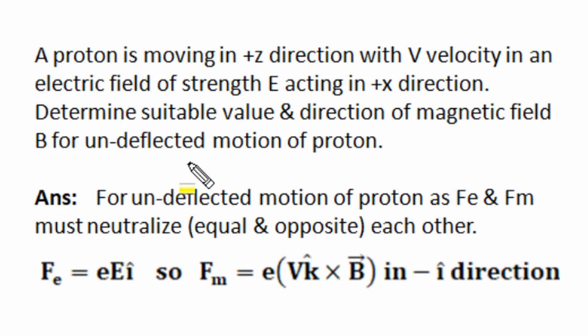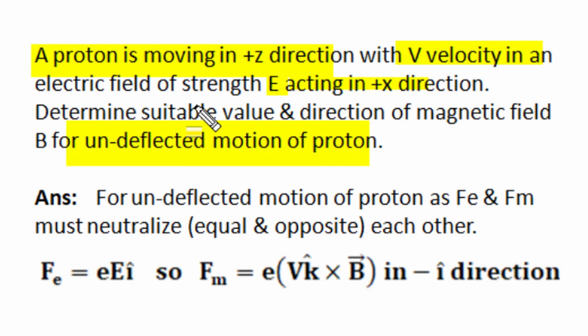This example will explain the use of unit vector and the mathematical rule of vector product in the working of the velocity selector. In the problem, it is given that a proton is moving in plus z direction with velocity v, where an electric field of strength E is acting in plus x direction. We have to determine a suitable value and direction of magnetic field for undeflected motion of the proton.